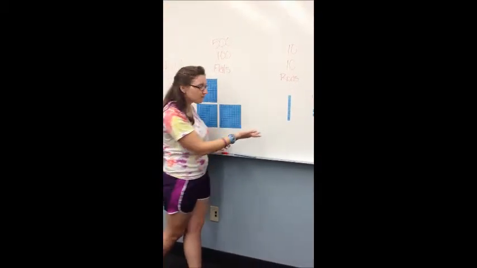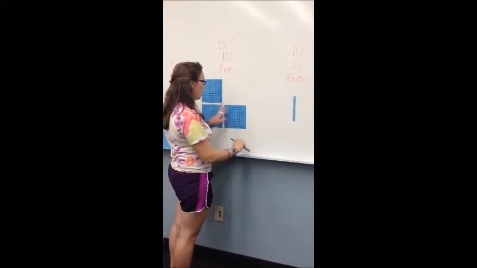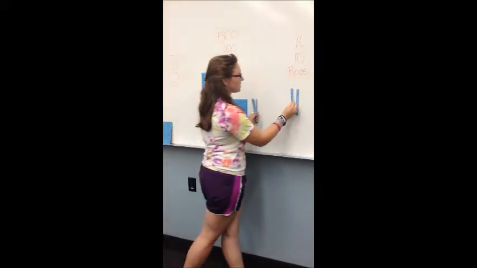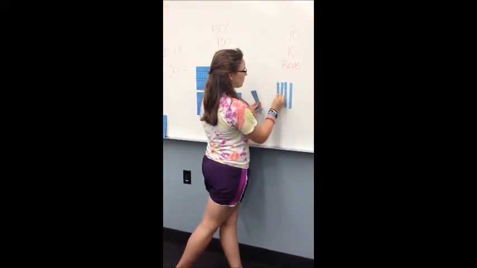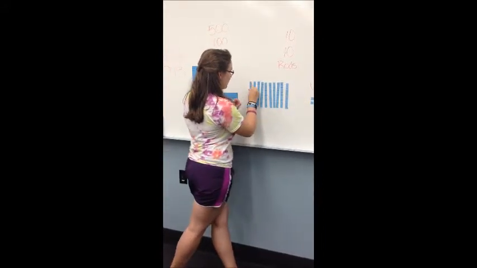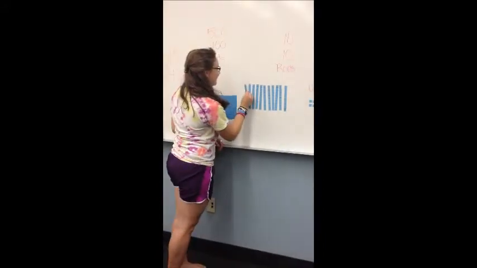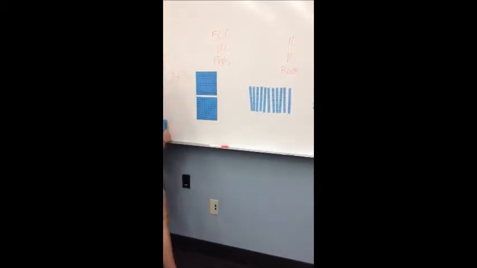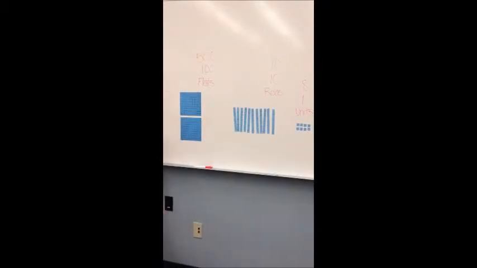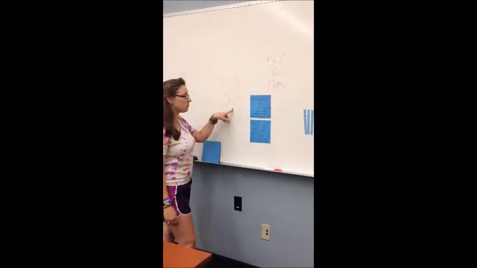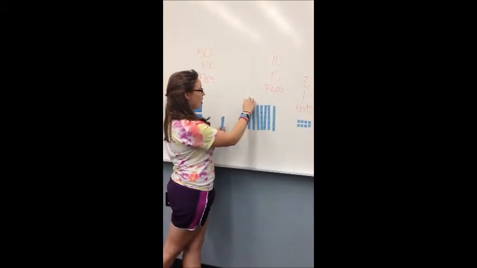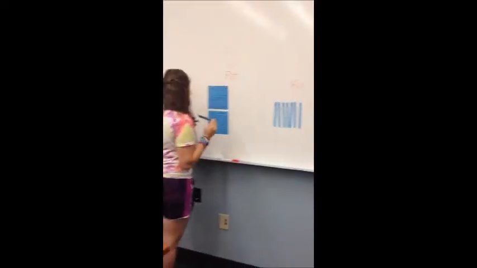But, oh, we don't have 4 rods. So we need to exchange our flat for 10 rods. So we're going to add 1, 2, 3, 4, 5, 6, 7, 8, 9, 10 rods for our 1 flat. So now that we have our 10 rods, well, 11, we're going to take away 4 because we're taking away 40. So 1, 2, 3, 4, those are 40 rods.